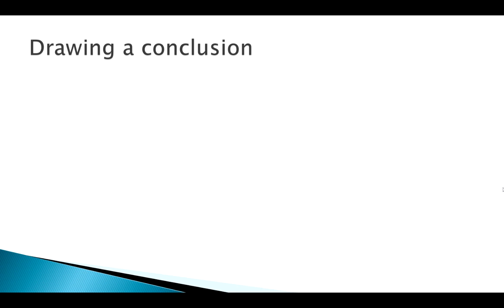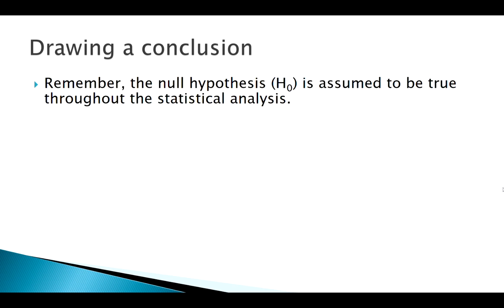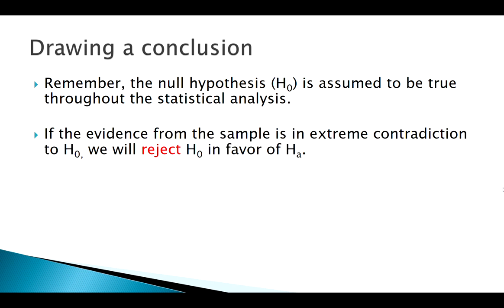When we're drawing our conclusion, we draw our conclusion in terms of these hypotheses. Remember, at the very beginning we say our null is true. But if we evaluate our evidence and we find out that our evidence is strong enough against the null, we'll do what we call rejecting the null hypothesis. But what if we don't find enough evidence?